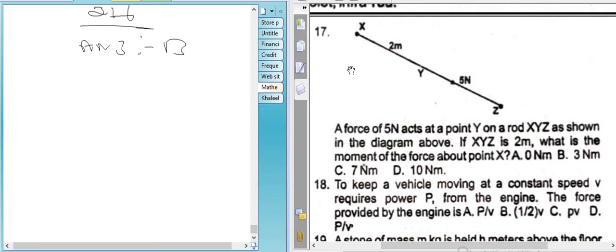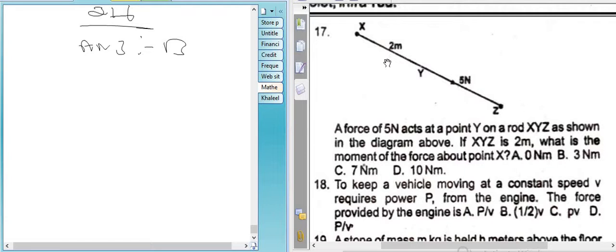Question 17. A force of 10 Newton acts at a point Y on a rod XYZ as shown in the diagram. If XYZ is 2 meters, what is the moment of the force about point X? So this is the force 5 Newton and this is the distance from X to Y is 2 meters. So we are asked to find the moment about point X. So what is the moment?